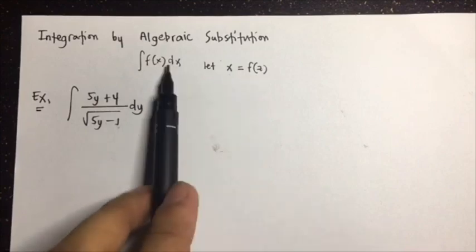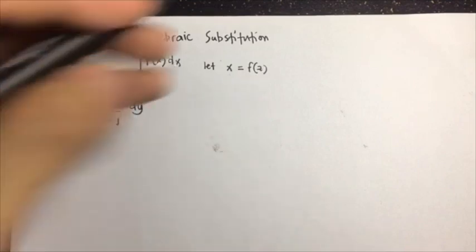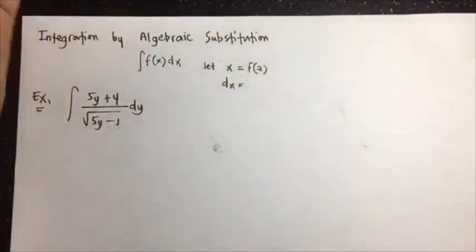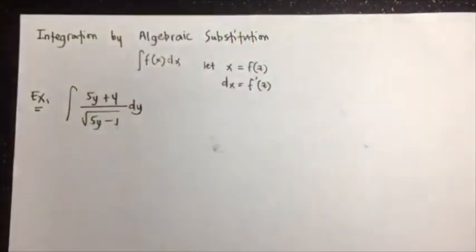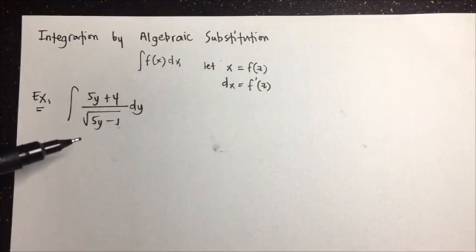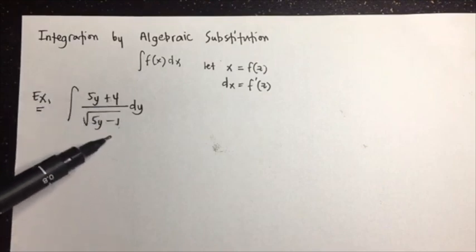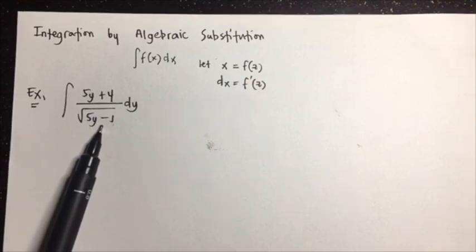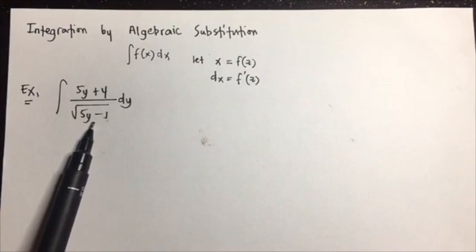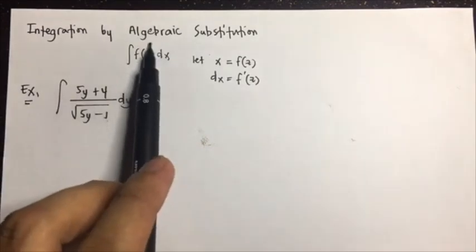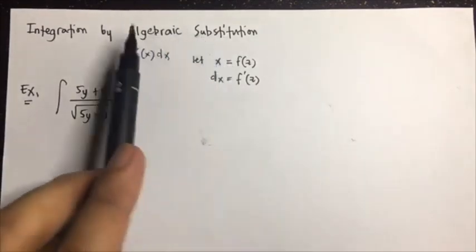Okay, and then correspondingly we will also change the differential part, so the dx will also be replaced in terms of the derivative of z, of the new variable. And then with that we'll try to work on the integrand until we obtain a form that can be integrated. There is no definite rule for the algebraic substitution. So there is no definite rule.